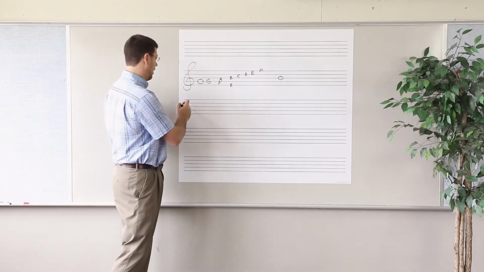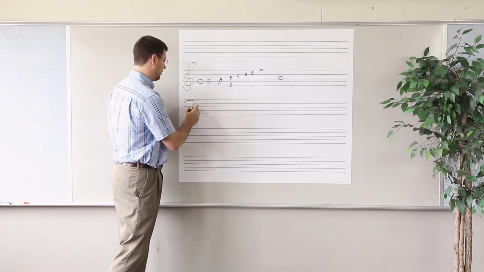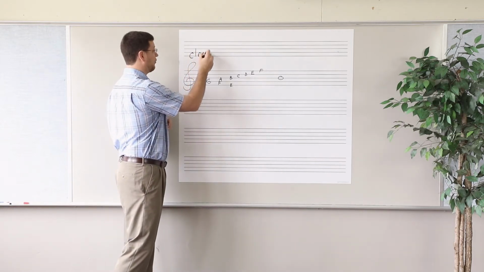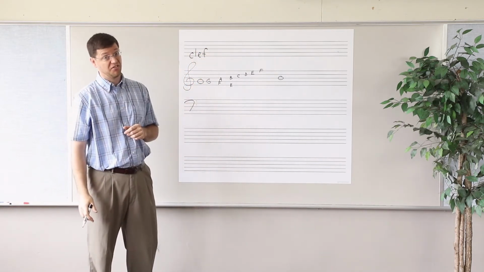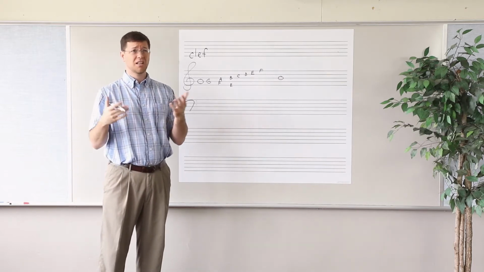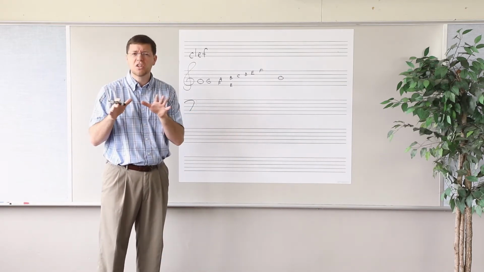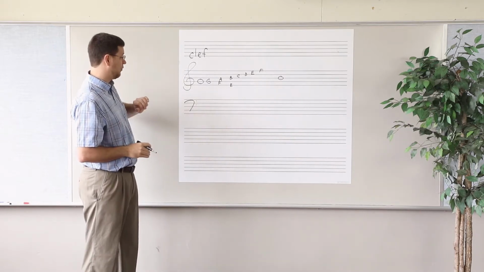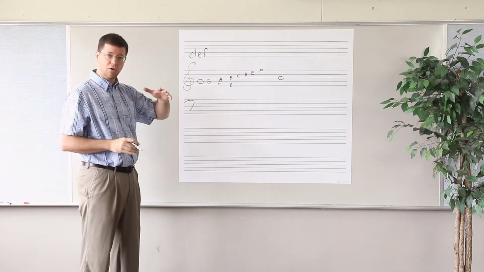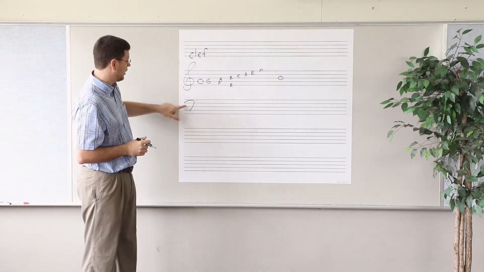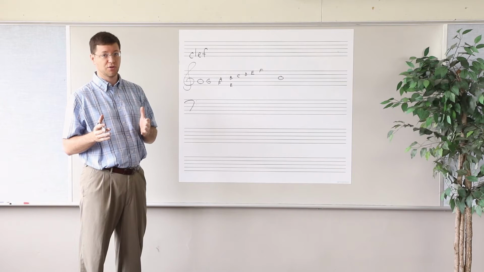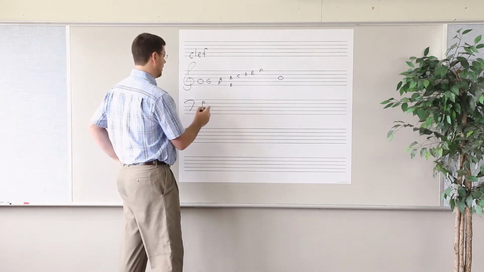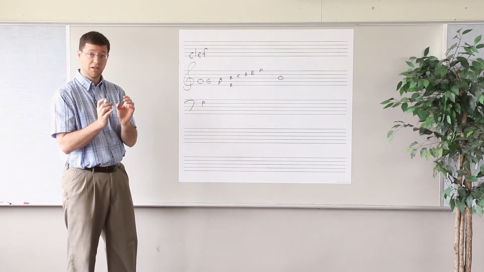Now we have other clefs as well. And by the way, this is a clef, not a cleft. A cleft is a kind of crack or crevice in a rock. It is not a musical symbol. This is a treble clef or G clef. It has treble voices, higher voices. And this one is a bass clef or an F clef. It has lower voices. It's called an F clef because it shows us where F is.